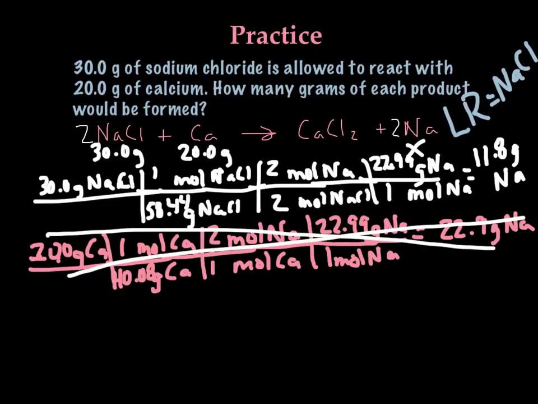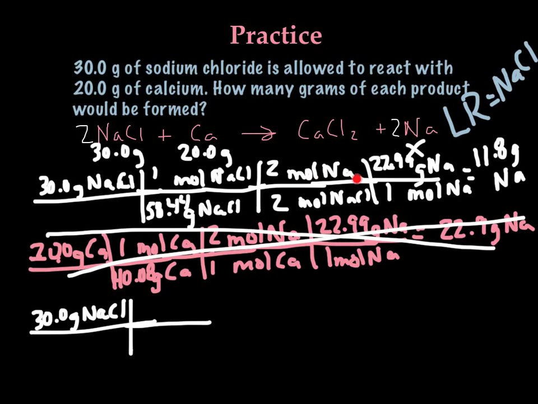So one more step then. I know how much Na I'm going to make. That's 11.8 grams. Now I've got to find out how much CaCl2 I'm going to make. I need to start my action line with my limiting reactant, which is 30.0 grams of NaCl. And now everything's going to look the same until I get to this step right here.